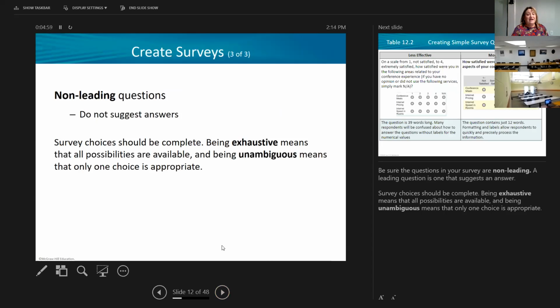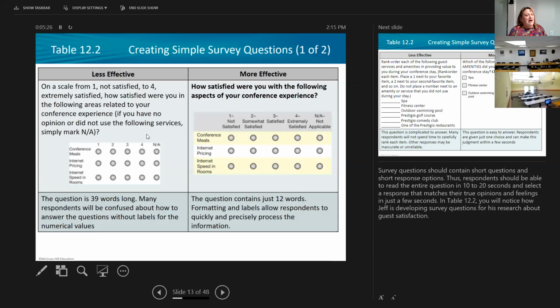So what we mean by a non-leading question means that the question does not suggest that there is a right or wrong answer. Being exhaustive means that all the options are available there, and unambiguous means that only one choice is appropriate. In other words, you wouldn't mark more than one of the multiple choice answers. So we have a poorly designed questionnaire or survey and a more effective one.